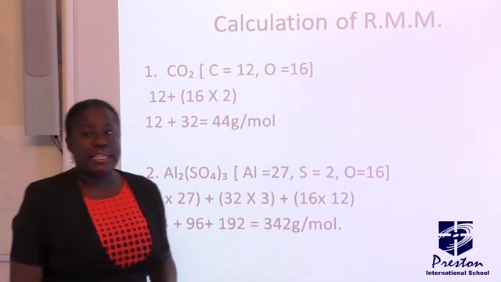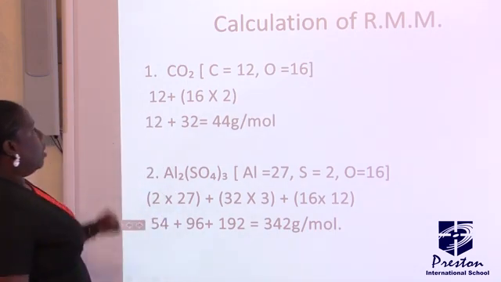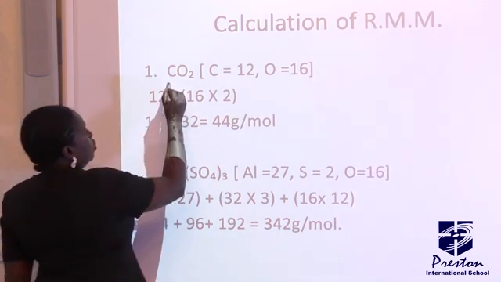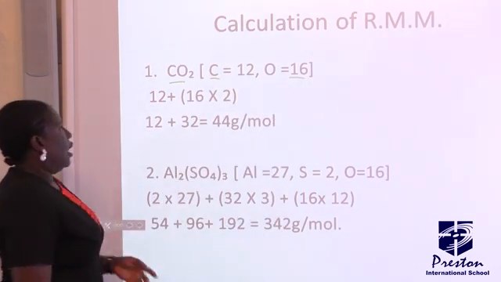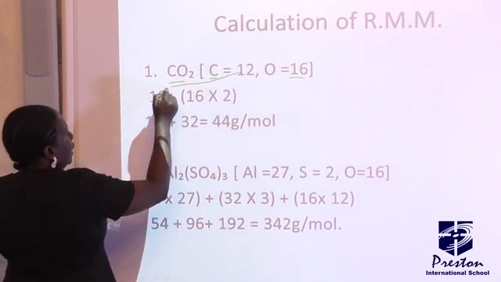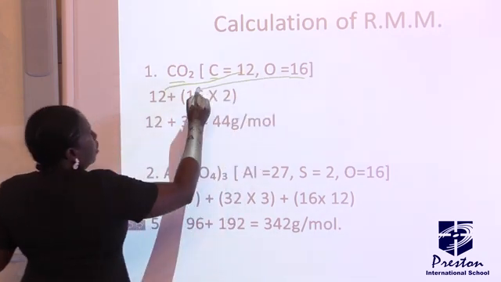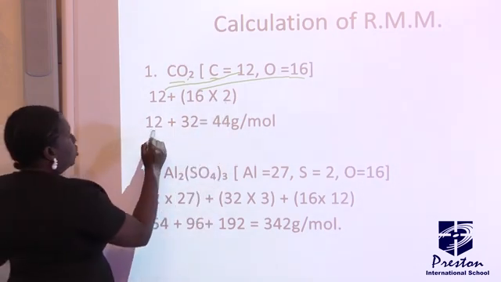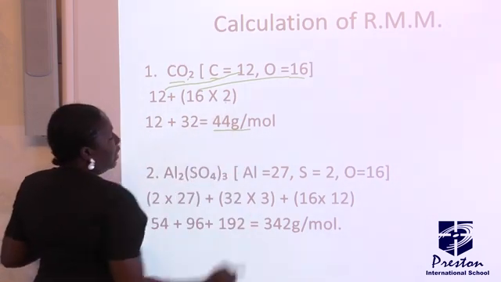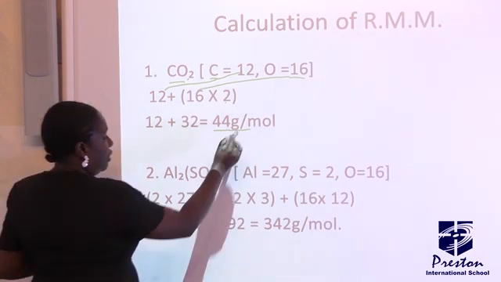Now, how do we calculate R.M.M? If we were to calculate the R.M.M of CO2, you know this. Your carbon is 12, oxygen is 16. How do you go about it? You bring your carbon here, which is 12. Your 16 will come out here. This is 2, it should reflect there. Now this becomes 12 plus 32, and you have 44. The unit is very important: gram per mole.